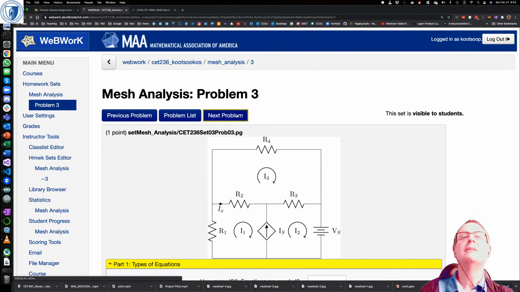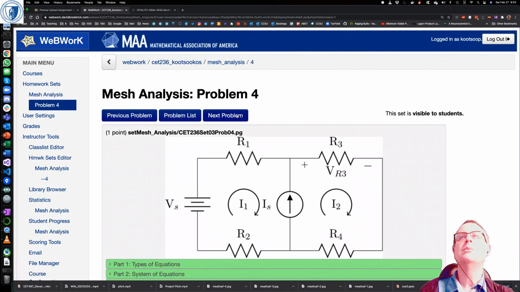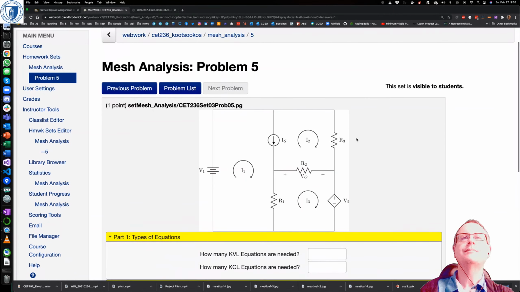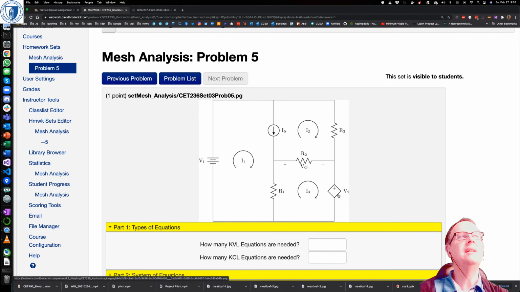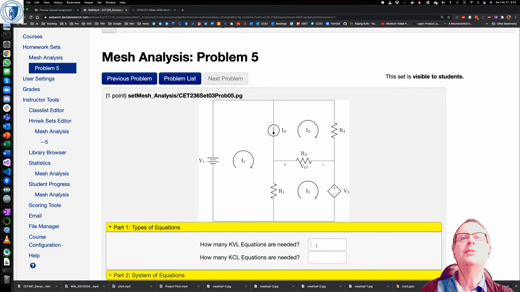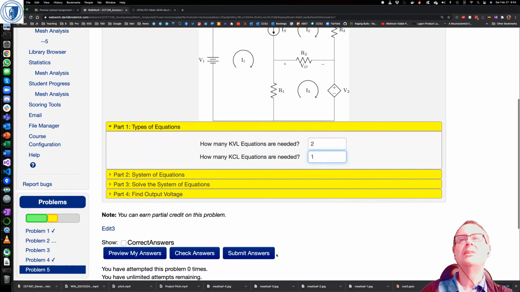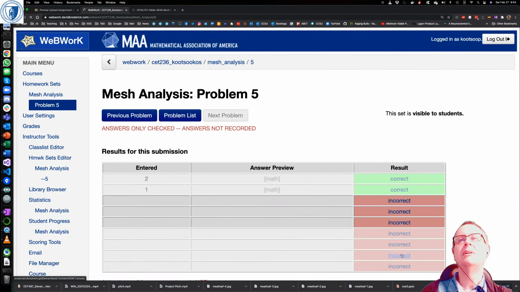Okay, let's just have another quick look through what's happening. Okay, this is combining the two big issues we have. One of them is that there's a super mesh requirement, right? And the other is that now it's a dependent voltage source. And again, I think because of that super mesh, we probably only have 2 and 1. And let's check my answers. Yep.